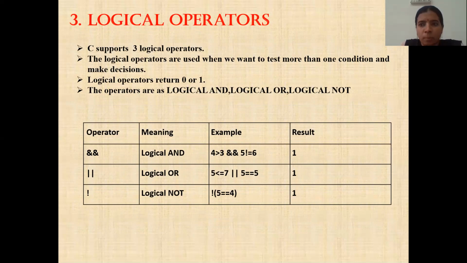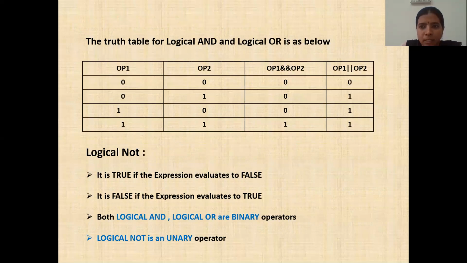Coming back to logical operators, when we have to check more than one condition to evaluate an expression, then we move to logical operators, because relational operators do not help in combining more than one condition. So there are 3 types of logical operators: logical and, logical or, and logical not. Logical and and logical or are binary, and logical not is a unary operator.